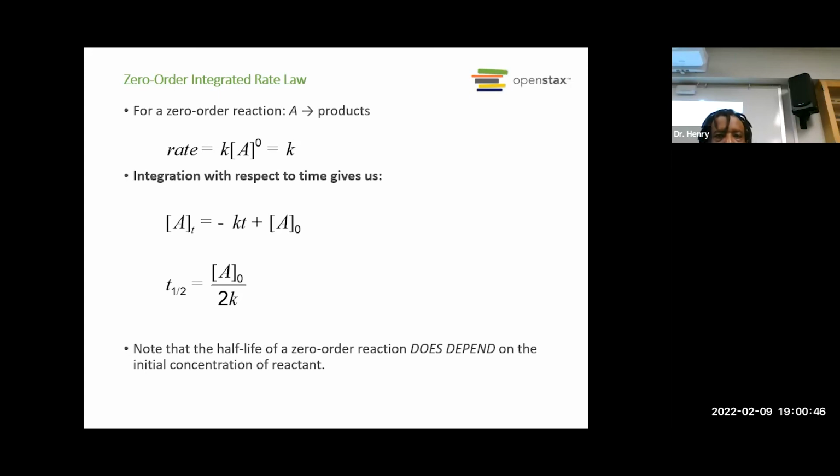Okay. So the next one is a zero order reaction. A zero order reaction is really easy. You're just basically saying that the rate is equal to k, right? And that's all it's going to be equal to. So if you take the integral of that, you're going to end up with the concentration at a given time is equal to minus kt plus the initial concentration. And so for a zero order reaction, the half-life is always going to be equal to the initial concentration divided by 2k.